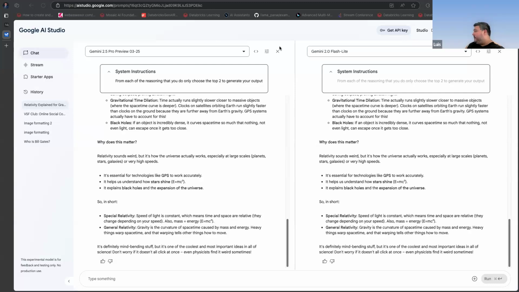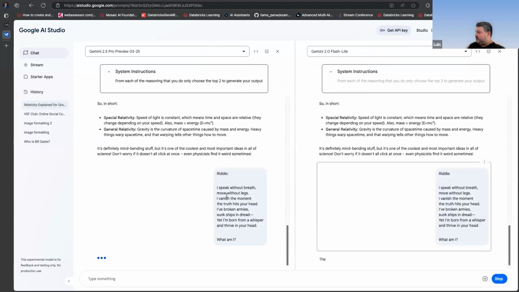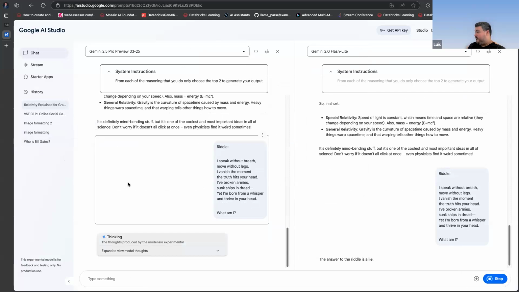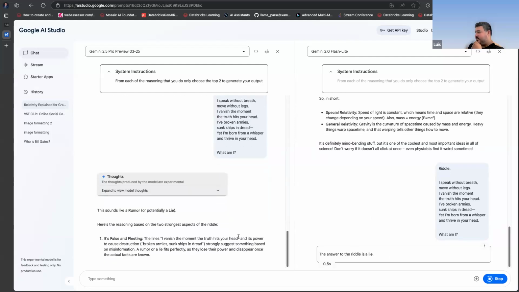So I'm going to go here and put this riddle here: I speak without breath, I move without legs, I vanish the moment you think of me in your head. So again, I'm going to ask it a riddle, and then I'm going to ask Gemini Flash Lite 2.5 the exact same riddle, and see what happens. So right away, within 2 seconds, it came in saying the answer is a lie.